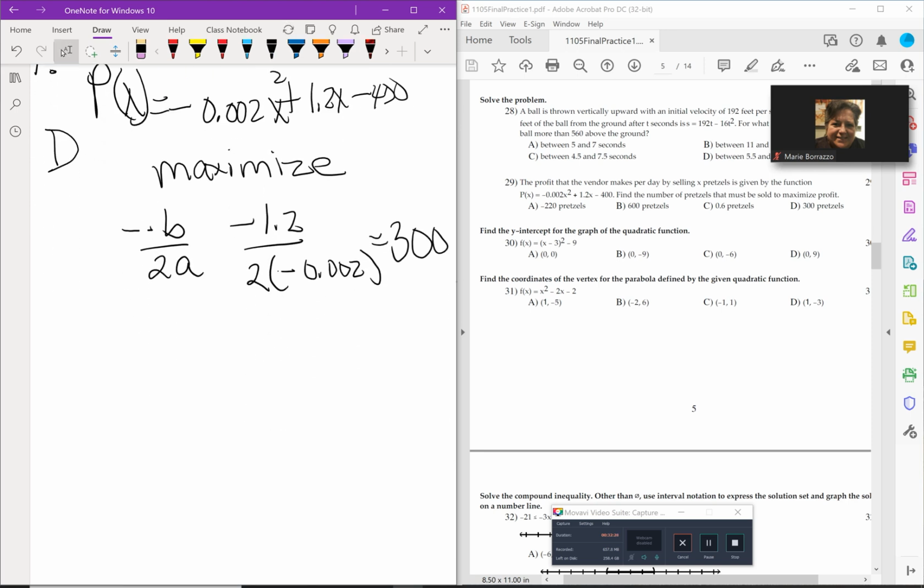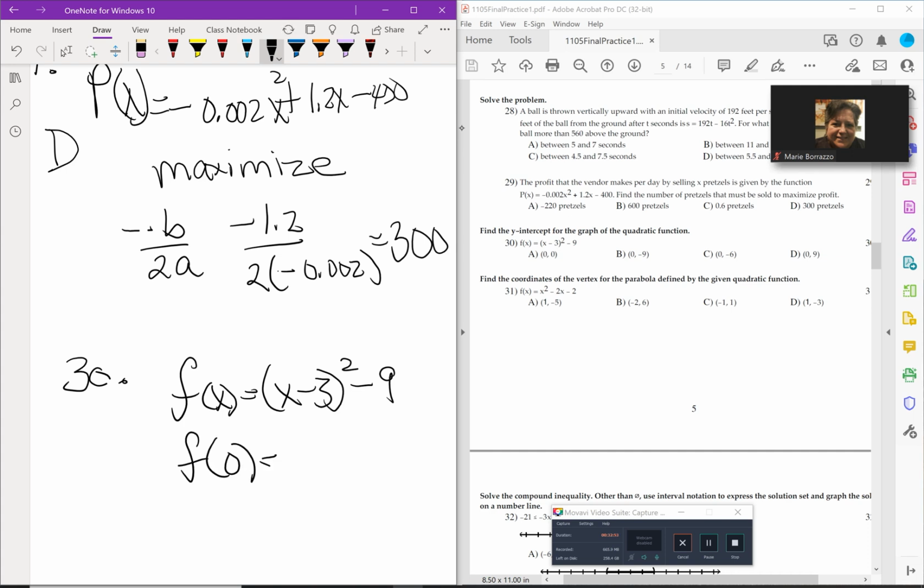Okay, find the y-intercept for the graph of the quadratic function. So in this question for number 30, they're giving you f of x is equal to (x minus 3) squared minus 9, okay? And if x is 0, so basically you're looking at f of 0, that's going to give you negative 3 squared minus 9, which is going to give you 9 minus 9, which means that f of 0, when x is 0, y is 0. It looks like for number 30, your answer choice should be A.